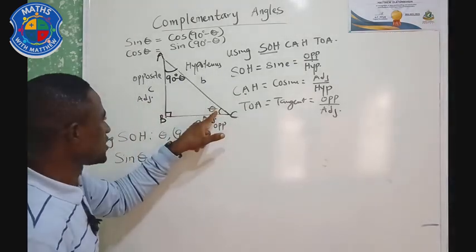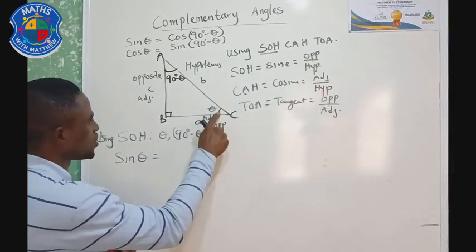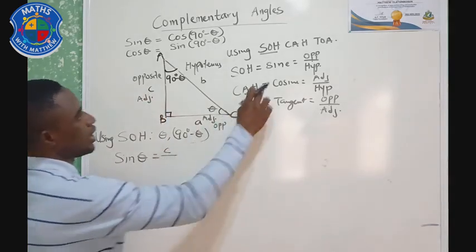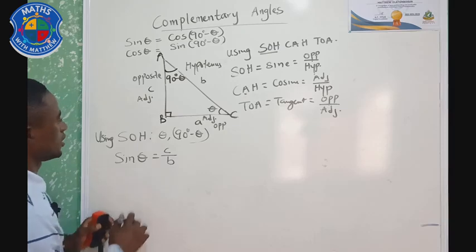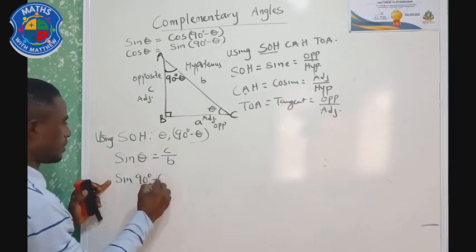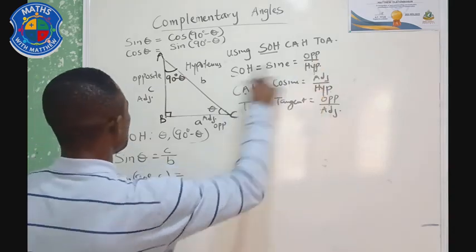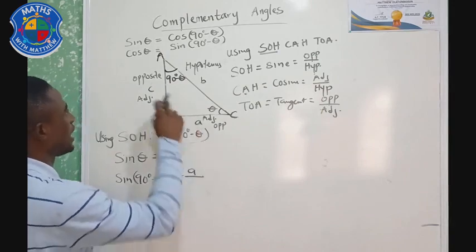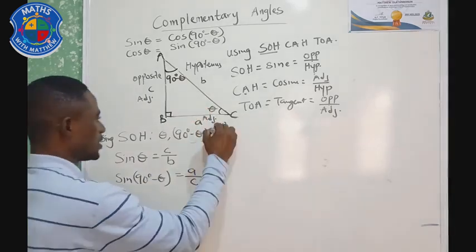Sine theta, which is this angle, is what? Opposite over hypotenuse. What is the opposite of this? C, over our hypotenuse, which is B. Right? Okay, let's go again. Let's say sine 90 degrees minus theta. We are also using opposite. This is the angle we are using. Opposite is A, over adjacent, which is C, because we are using this angle now. Good. Now, let's go again.